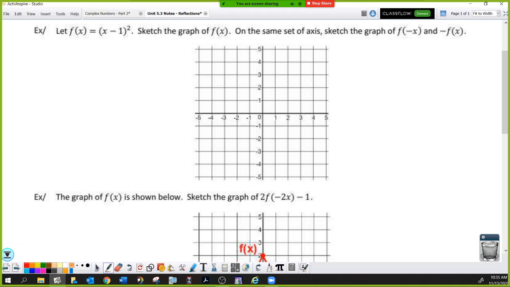Nobody's impressed. That's okay. All right, so we have x minus 1 squared. We're going to sketch it, and then we are going to reflect it over both axes. So let's draw the original. Its vertex is going to be at 1, 0. Should look like that. Boom.